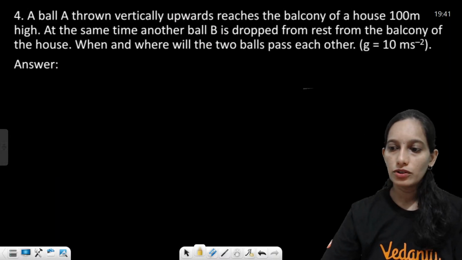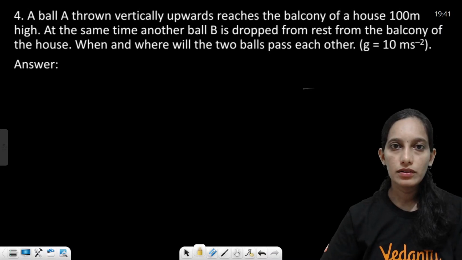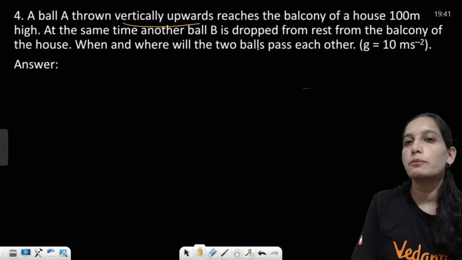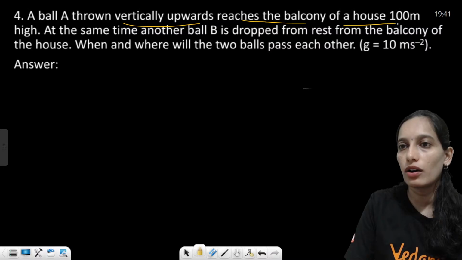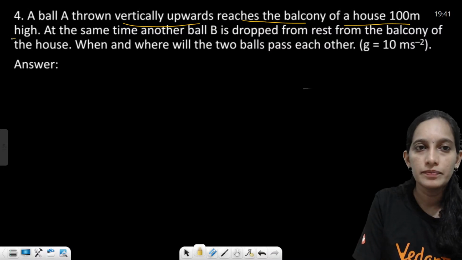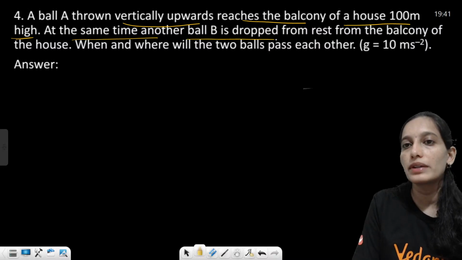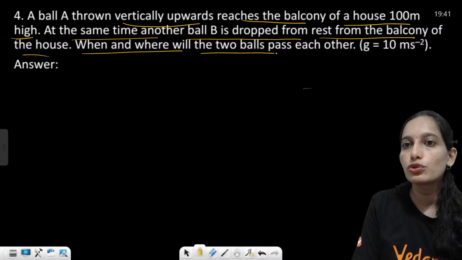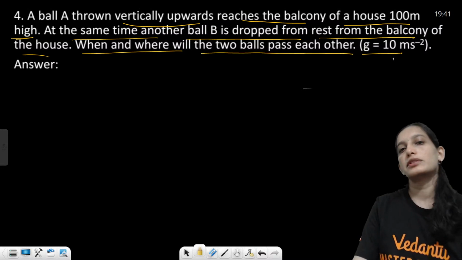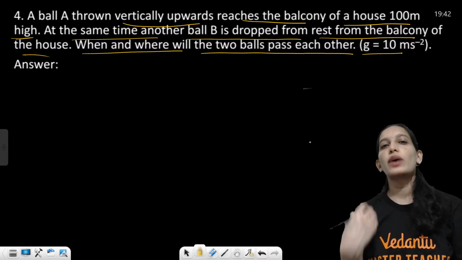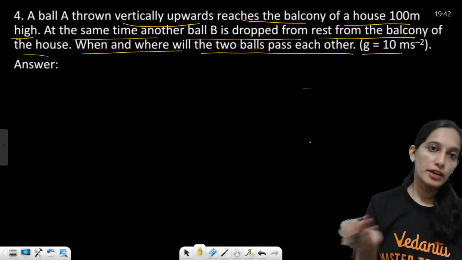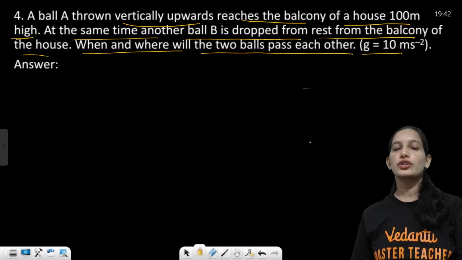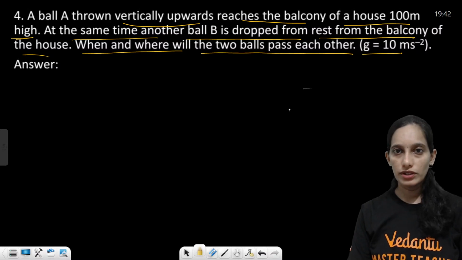So here it is: a ball thrown vertically upwards reaches the balcony of a house 100 meters high. At the same time another ball B is dropped from rest from the balcony of the house. When and where will the two balls pass each other? Take g as 10 meter per second square. This is one repeated kind of question which can be asked. Compared to all other numericals, this is a very specific one which you can focus on more. It's an interesting question.